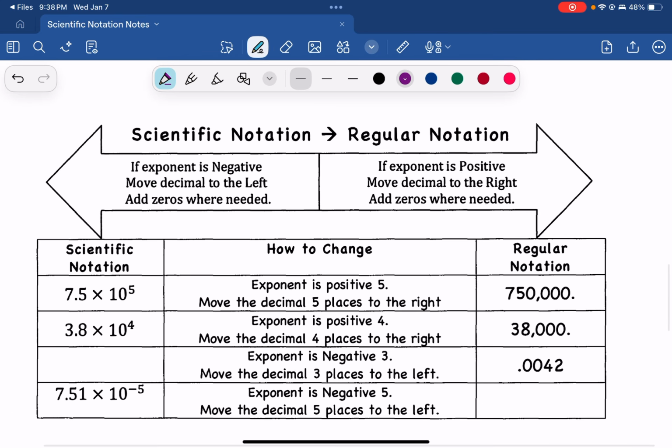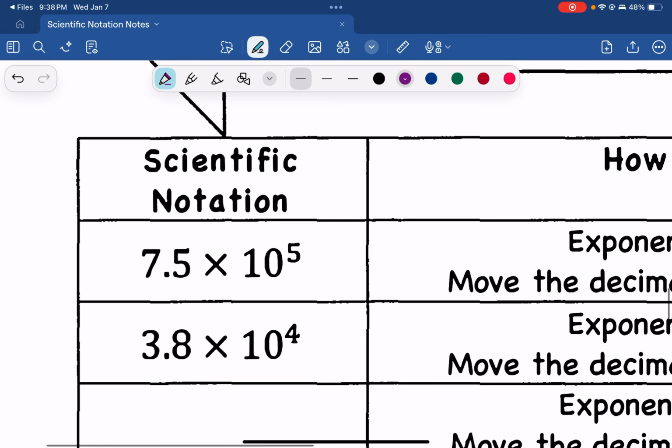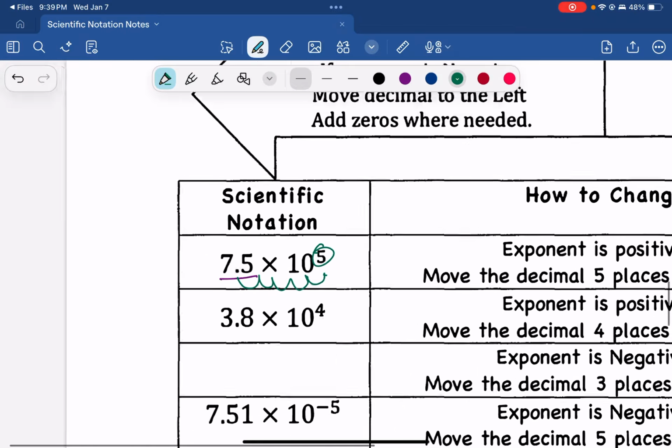All right, what if we want to do the opposite? What if we want to go from scientific notation to regular notation? Well, scientific notation tells us the number, the digits themselves, and how many times we're going to move the decimal. So since on this first example, it's 5, we're going to move the decimal 5 times, and then place zeros into those empty spots.